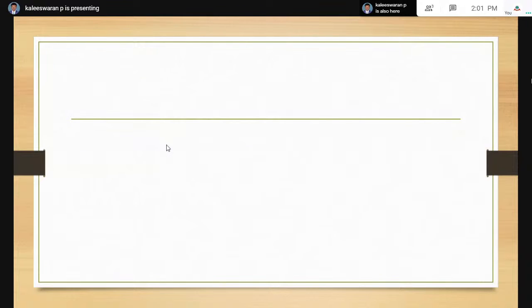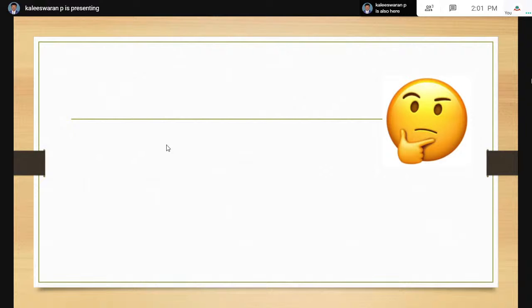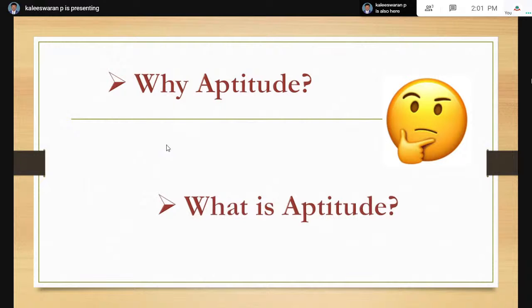While hearing the words quantitative aptitude, what questions come to your mind? Probably two questions come to your mind. The first one, as a first year student, why should I know aptitude? Whether it is associated with the syllabus. This is your first question. Once you come to know the importance of aptitude, the next question that comes to your mind is, what is aptitude? How to learn aptitude, how to prepare for aptitude? Okay, by the end of this session, you will get the answers to these questions.